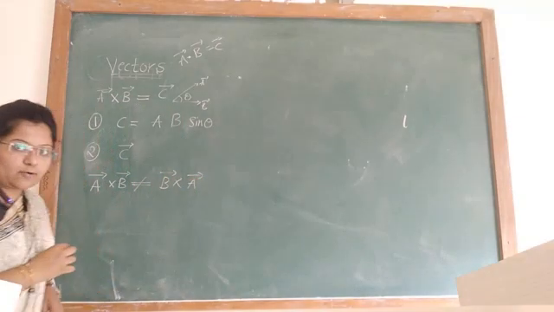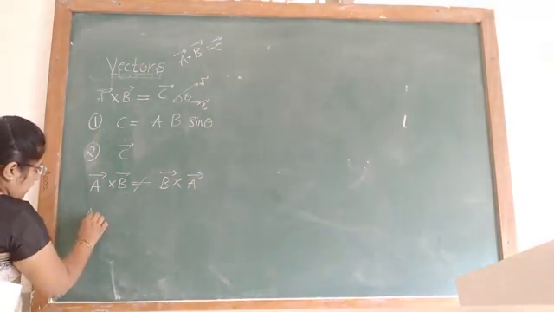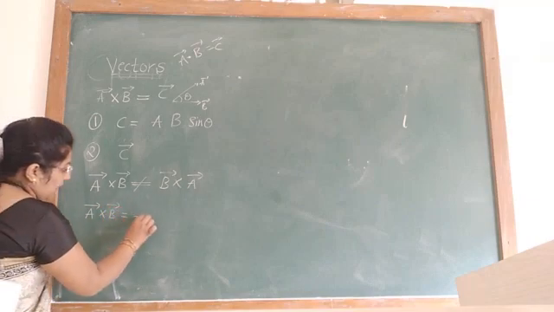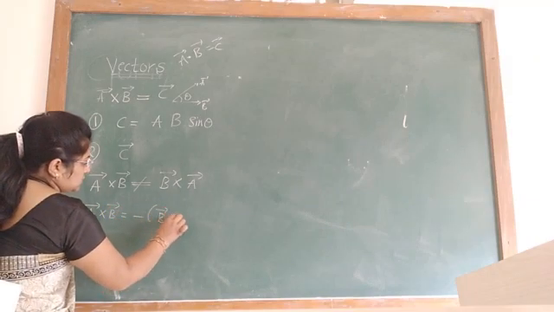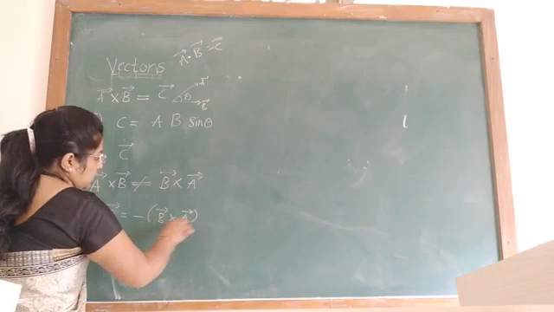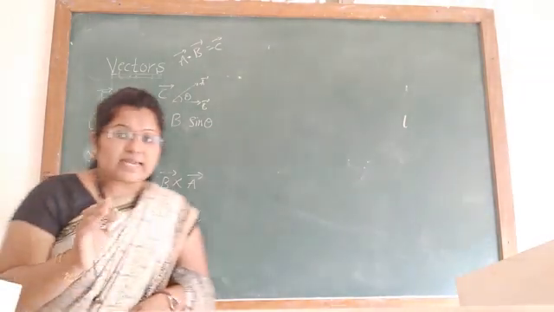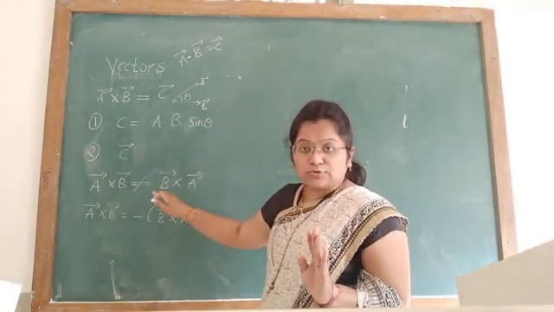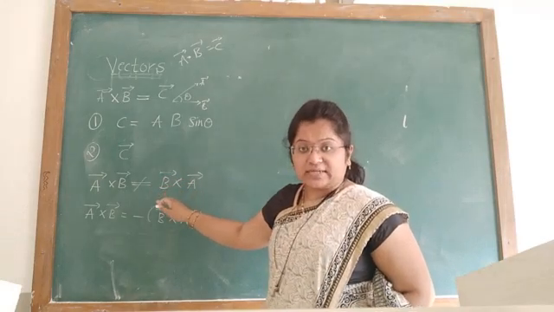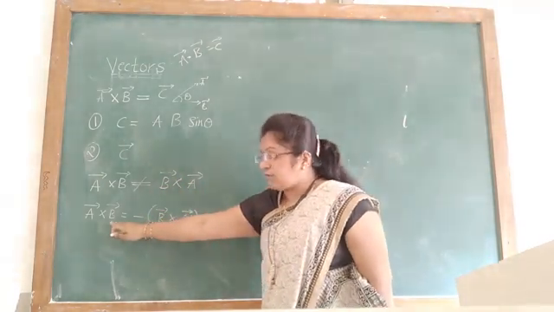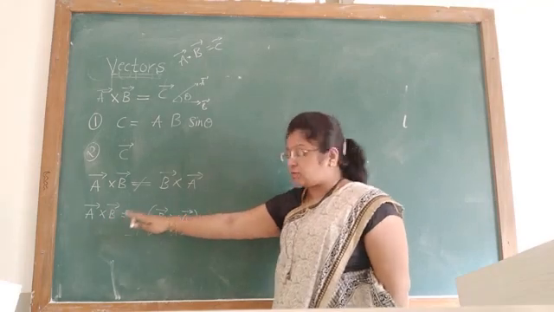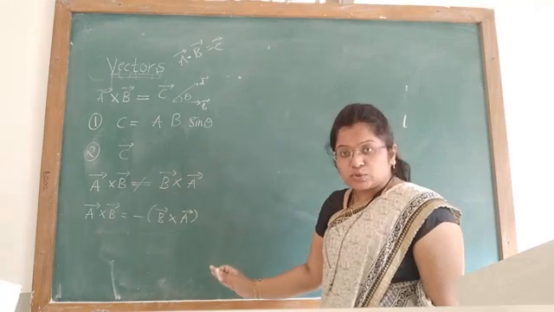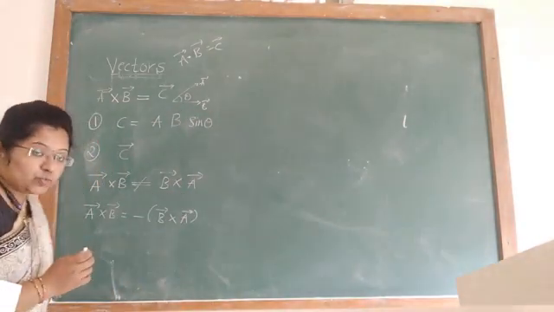Then how do we write it? A cross B is equal to minus of B cross A. The magnitude is the same but the direction is not the same. So the commutative law does not hold good for the vector product of two vectors, but the vector product of A and B is equal to the negative of the vector product of B and A. This is one rule. The next rule is the distributive law.